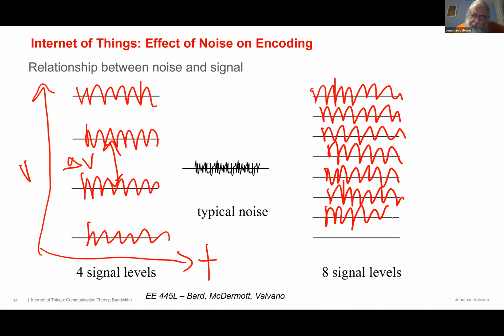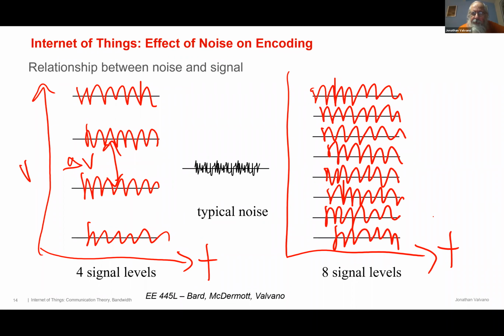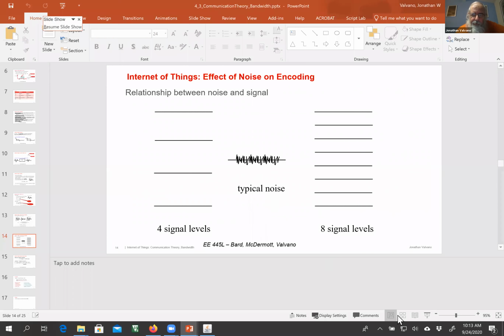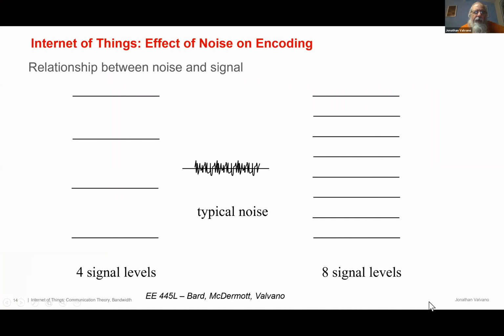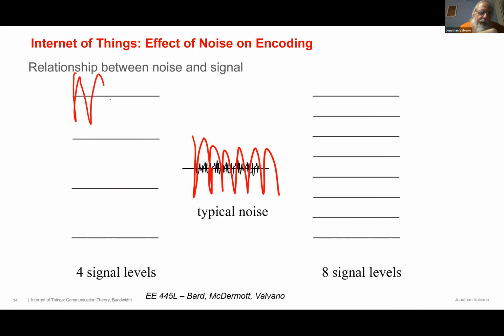Could I have twice as many bits? If I gave you this as a function of time, could you distinguish those 8? Tougher. Probably. Yeah, sure. Well, what if I made the noise bigger? Okay. Now this one would probably work.